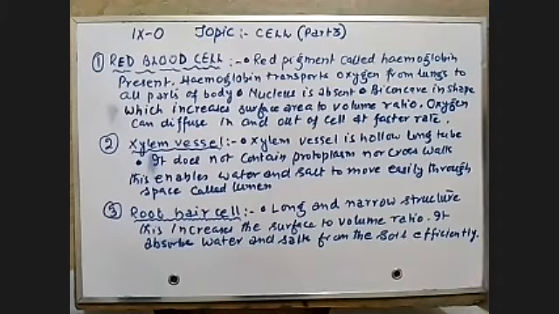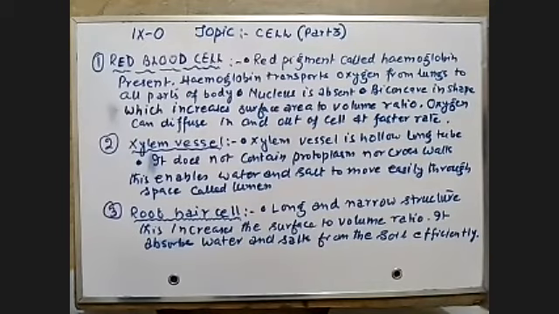So in this adaptation of cell, in the syllabus we have 3 types of cells: red blood cells, xylem cells, and root hair cells. Now we have to give what the adaptations present in the red blood cell are which help to perform the function, what the adaptations in xylem vessels are, how they perform their function, and what the adaptations in the root hair cells are. So first let's start with the red blood cells.